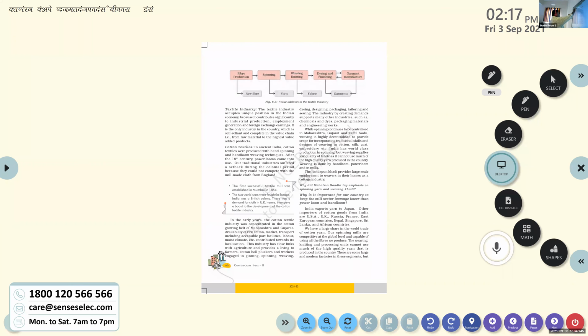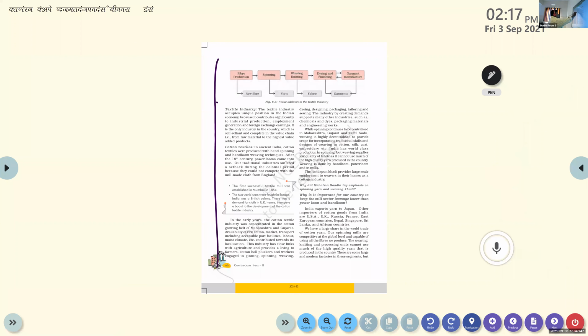So the textile industry is a very important industry in India. You can see here, the textile industry occupies a unique position in the Indian economy because it contributes significantly to industrial production, employment generation, and foreign exchange earning. So the textile industry is very important in India, right?